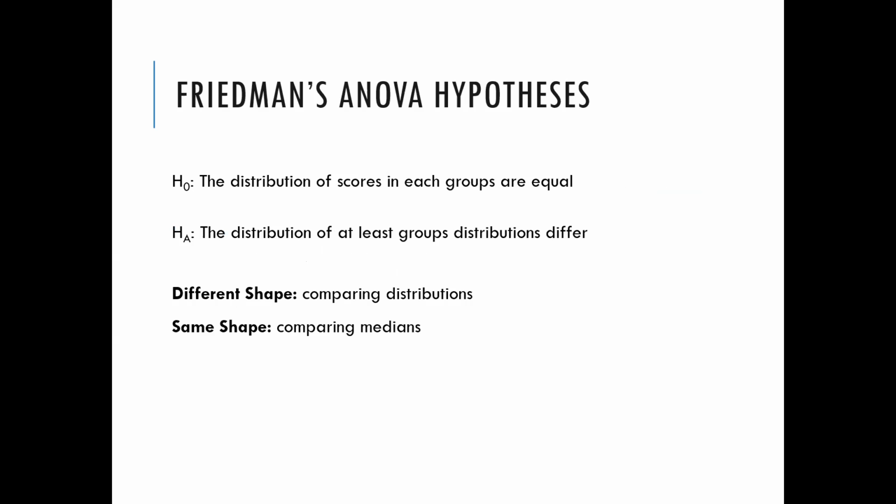Okay. So similar to all of the others, the distribution of the scores in each group are equal, or if we have a statistically significant p-value, then we would say the distribution of at least 2 groups differ. So again, if they have different shapes, we're comparing distributions. If they have the same shape, then we can be more specific and say we're comparing the medians.